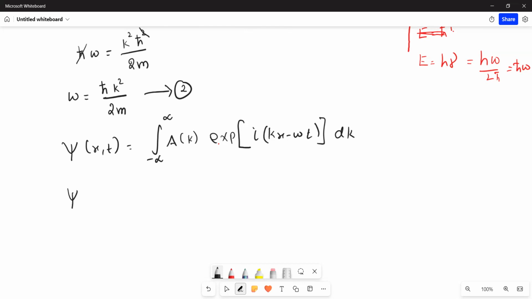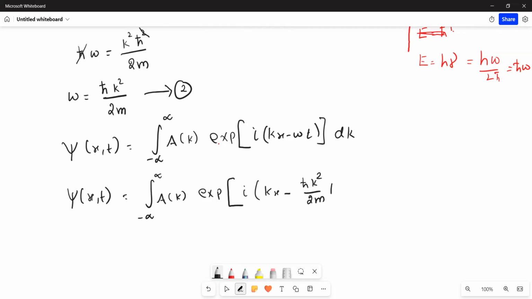So this equation becomes psi of x comma t equals the integral over minus infinity to plus infinity of a of k, exponential of i, keep i as such, then kx minus, instead of omega, you substitute h cross k square by 2m into t, dk. Take this as equation number 3.